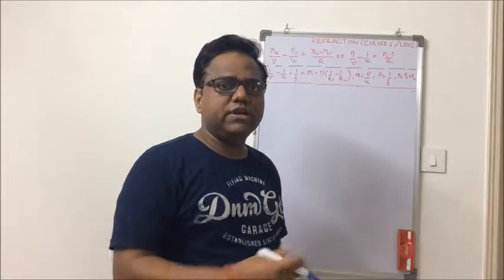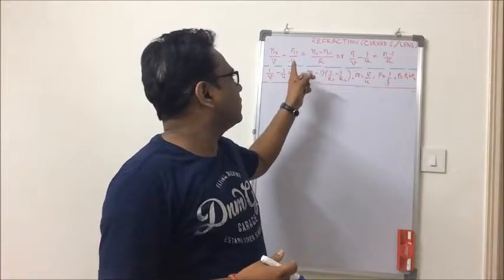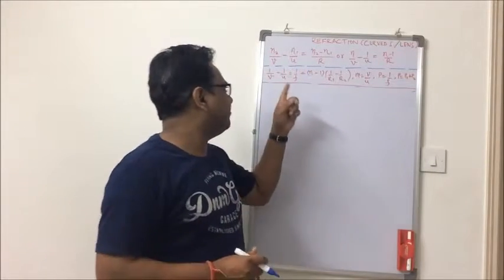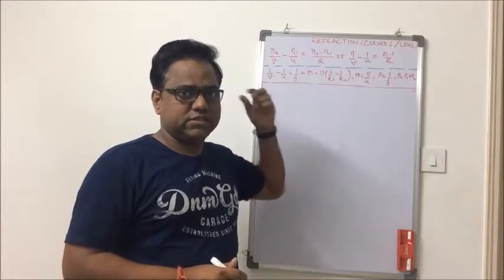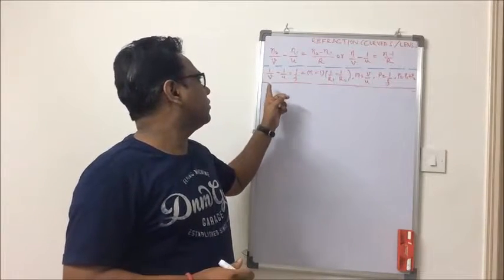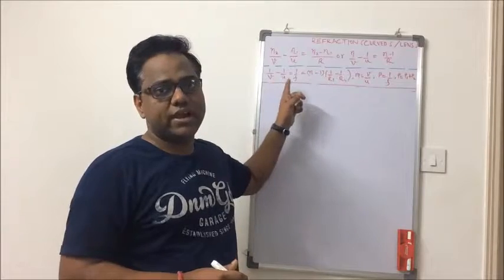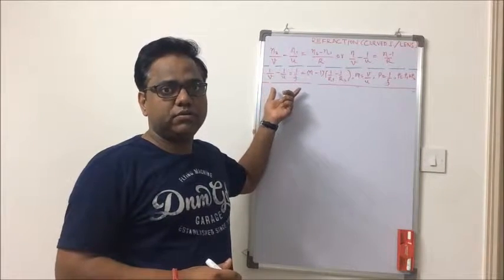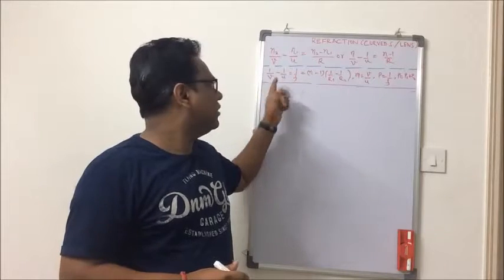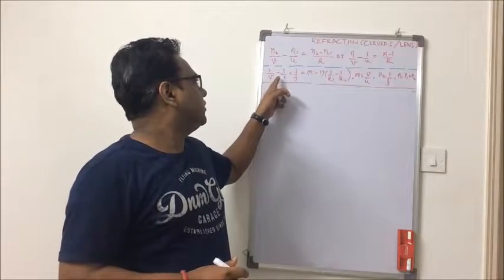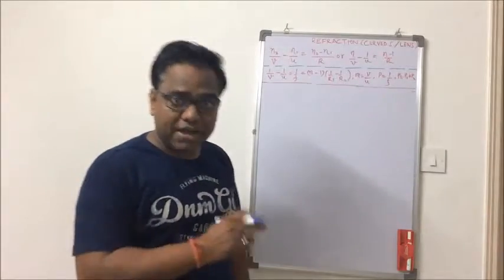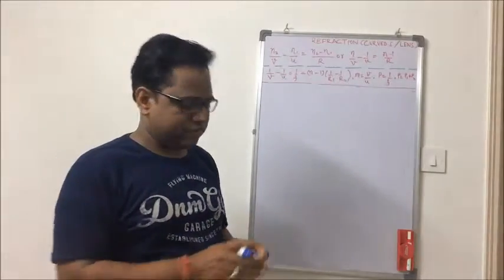Okay, so whatever we learned for curved surface, let's use it and try to derive the formula for lenses, which is the relation between V, U and F. The formula is very similar to what we have in mirror, except here you have a minus sign: 1 by V minus 1 by U equal to 1 by F.